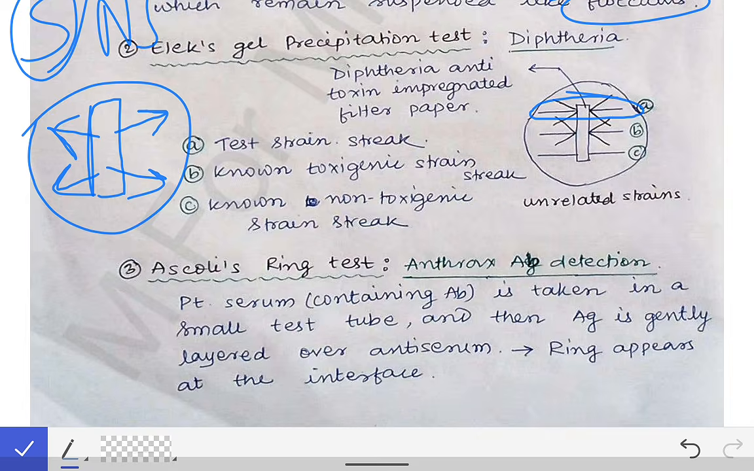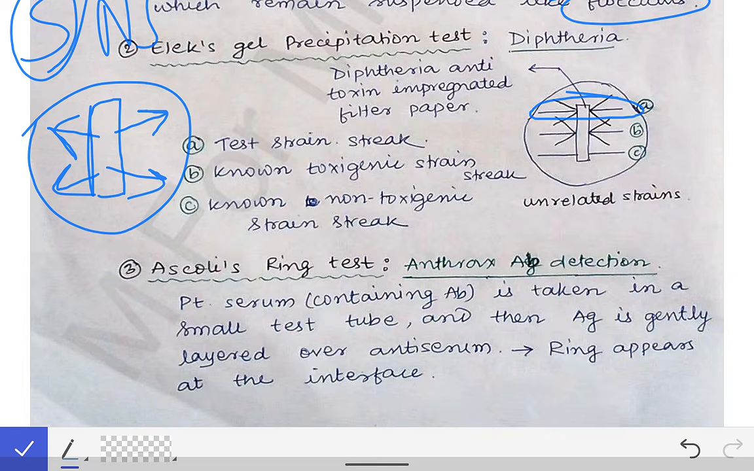Okay, so since it is non-toxigenic, that means it will not produce any toxin. That means there will be no toxin-antitoxin reaction surrounding the streak line C. That means there will be no precipitate line seen around the streak line C. So see here, no precipitate lines are being seen surrounding the streak C. So that is clear. And then we have streak B.